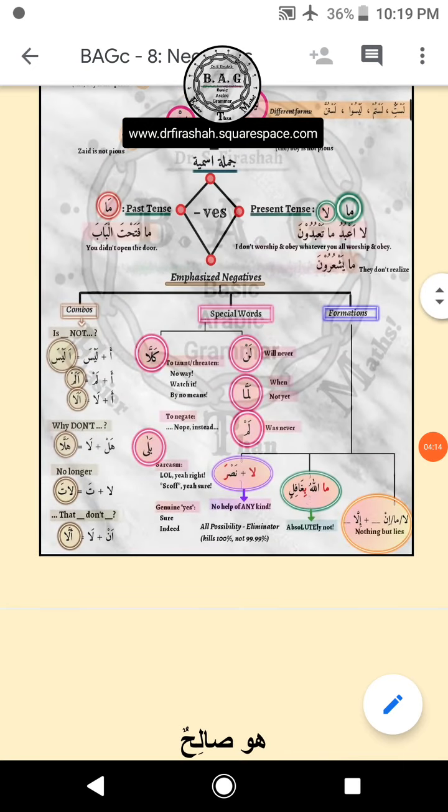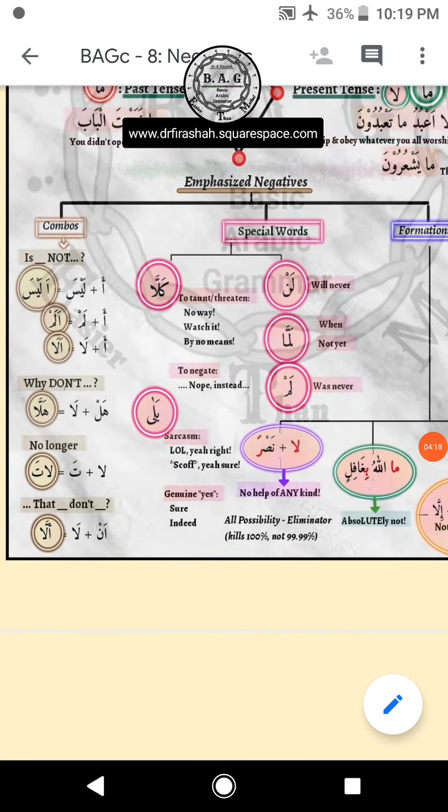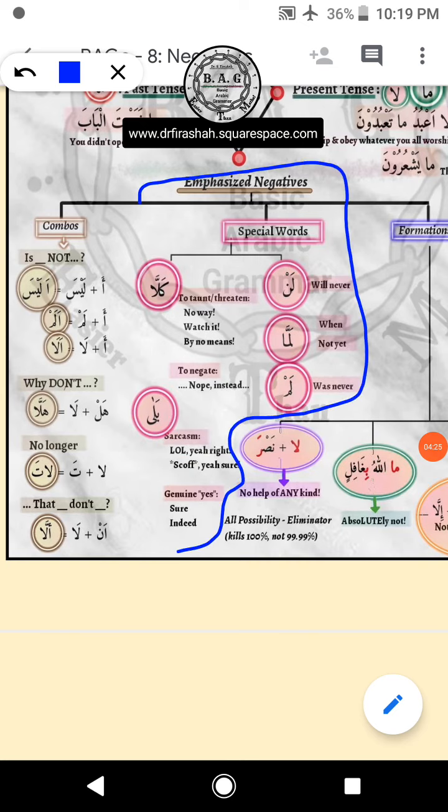And in the next lesson, inshallah, we are going to address this part of the negative world. We are going to study some specific words and some specific combos that are used to make emphasized negatives.